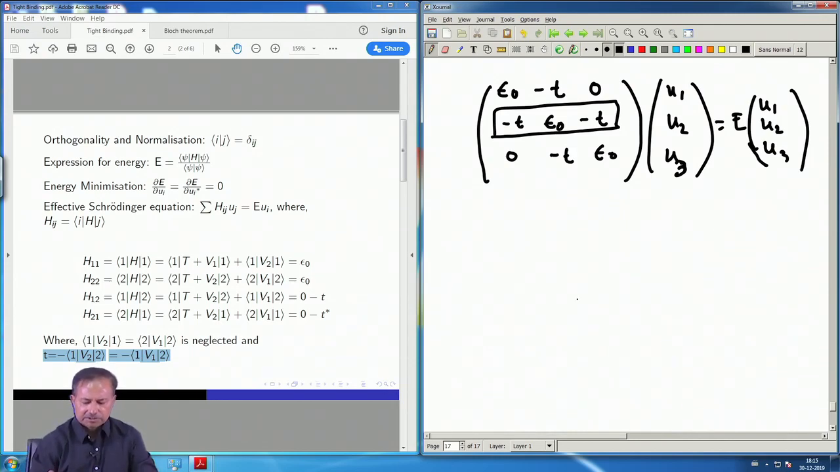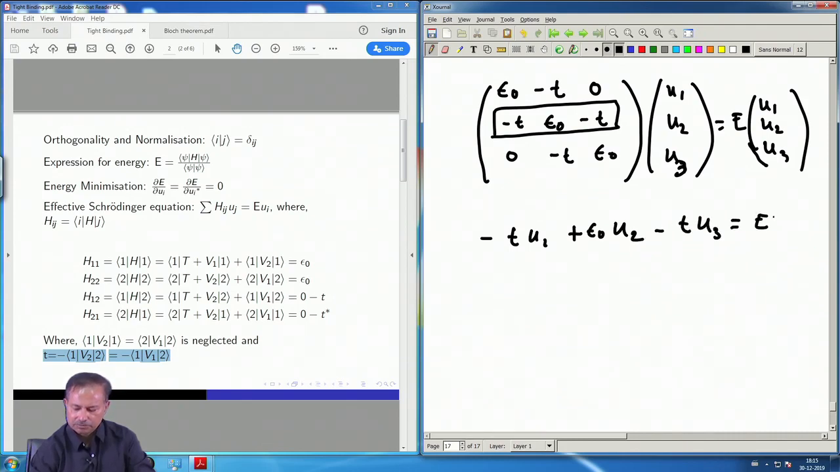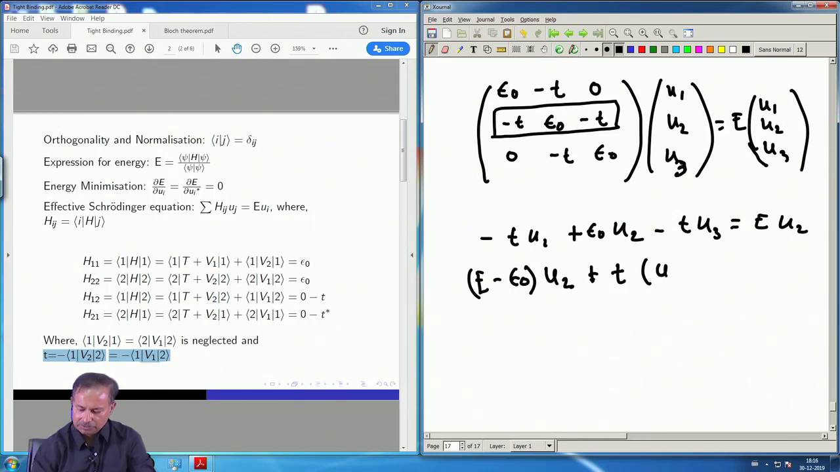So, let me just consider the equation for the second row. This is minus t u1 plus epsilon naught u2 minus t u3 equal to E u2. So, that means (E minus epsilon naught) into u2 plus t into (u1 plus u3) equal to 0.